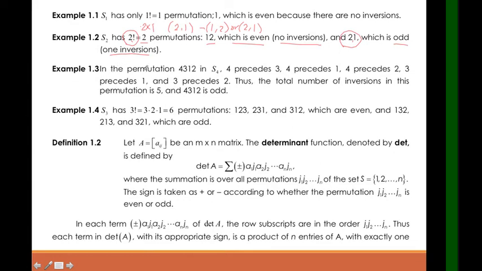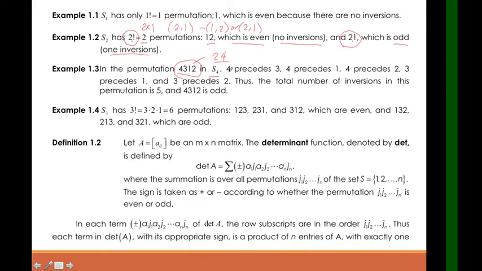Okay? In the permutation of 4, 3, 1, 2, this is S sub 4, which has 24 permutations, di ba? That is 4 times 3 times 2 times 1. Apat kasi yan, so pwede mong paikot-ikutin yan ng 24 times.